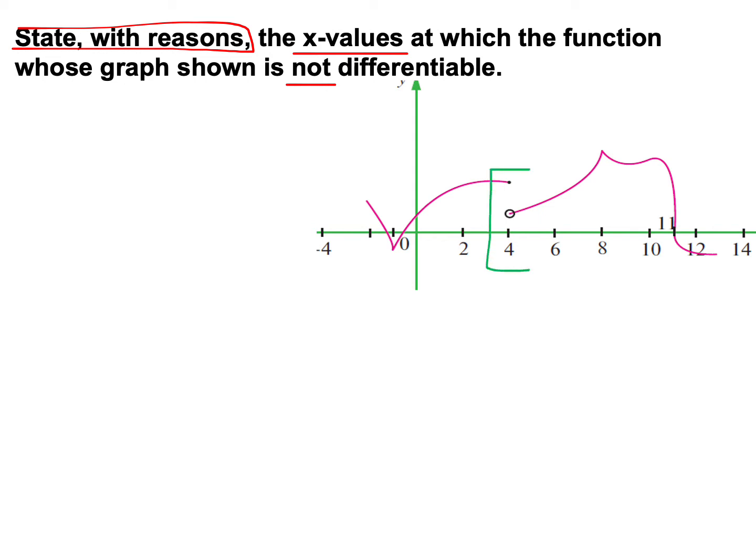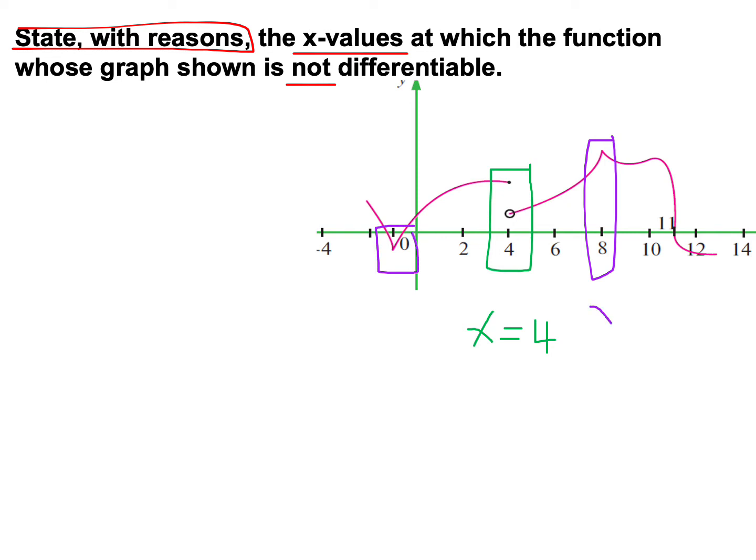The graph is discontinuous at x equals 4. So the first point, I can say it is x equals 4, the discontinuity point. The second, I can say the sharp turns. There's a sharp turn here and there's a sharp turn here.